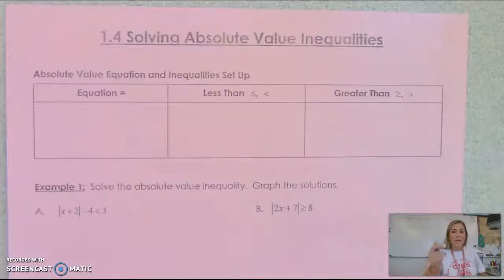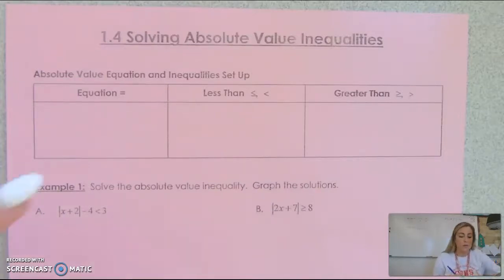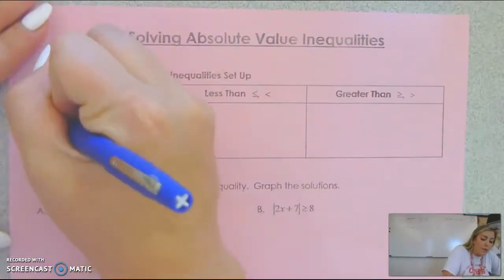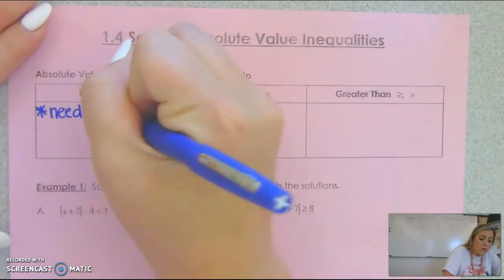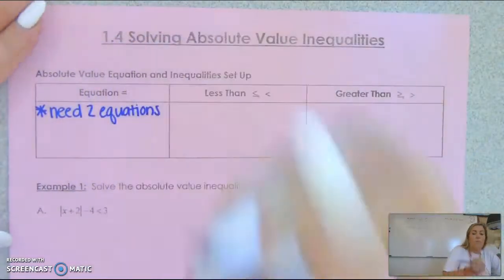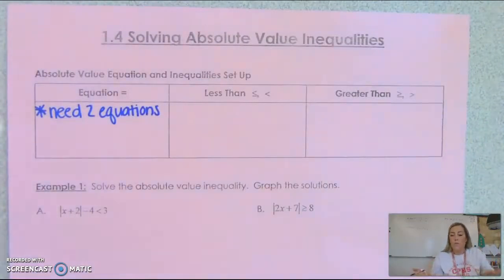Guys, so today we're talking about 1.4, solving absolute value inequalities. So we're going to go through how to set these up. First, let's talk about equations that we already did. So remember, when you have an absolute value, you need two equations, just like how we already set these up with one positive answer and one negative answer.